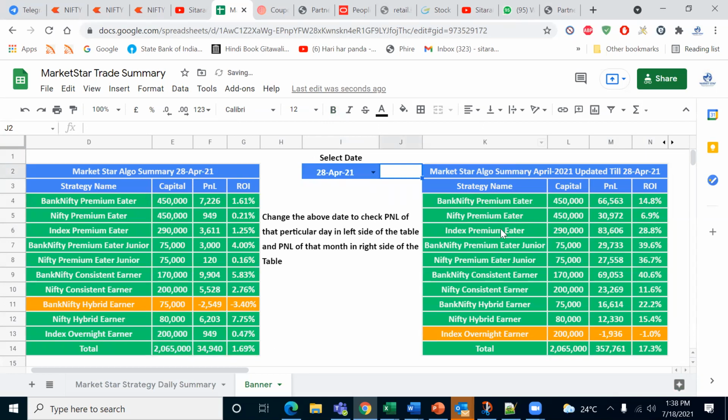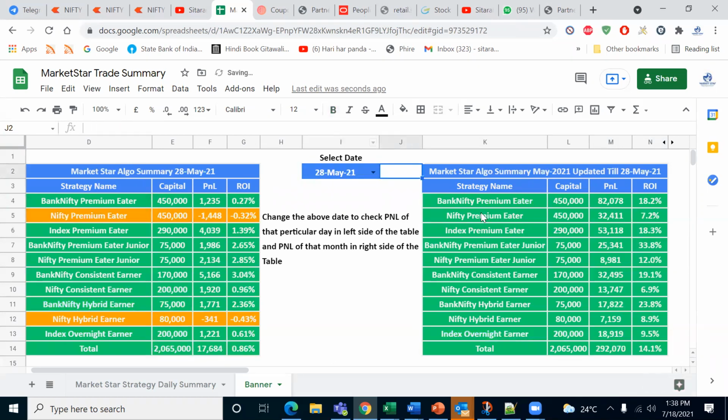Yeah, so April month was purely a jackpot, because from April onwards, if you will see, the option premium started declining like anything because the VIX started declining from April. So April month was a jackpot of 83,000, which is 28.8, close to 29%, which is very good. Similar result we should see in the month of May also. In May also 53,118 rupees, which is again 18.3%, which is very good.